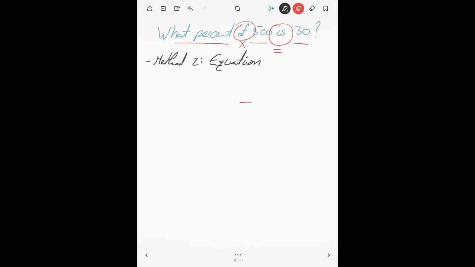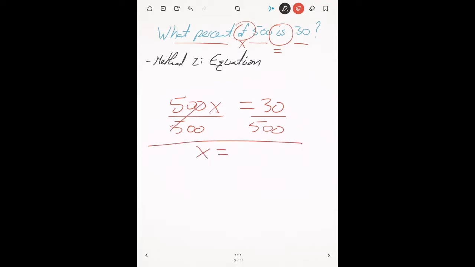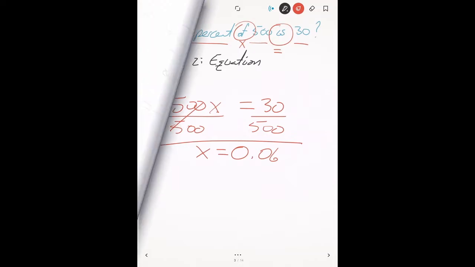So if I had to set up this equation, I have my equal sign. To the right of the equal sign is 30. And to the left of the equal sign, I'm going to multiply together 500 and the percentage. I don't know what that is, so I'm going to leave it as x. So how do I figure out what x is? Well, I just divide both sides by 500. So I get x equals, oh boy, 30 divided by 500 is 0.06.